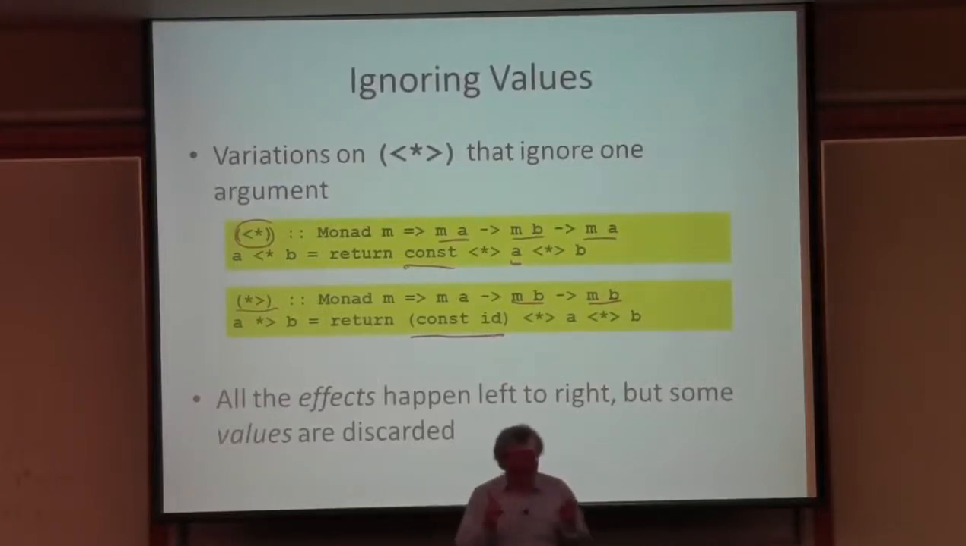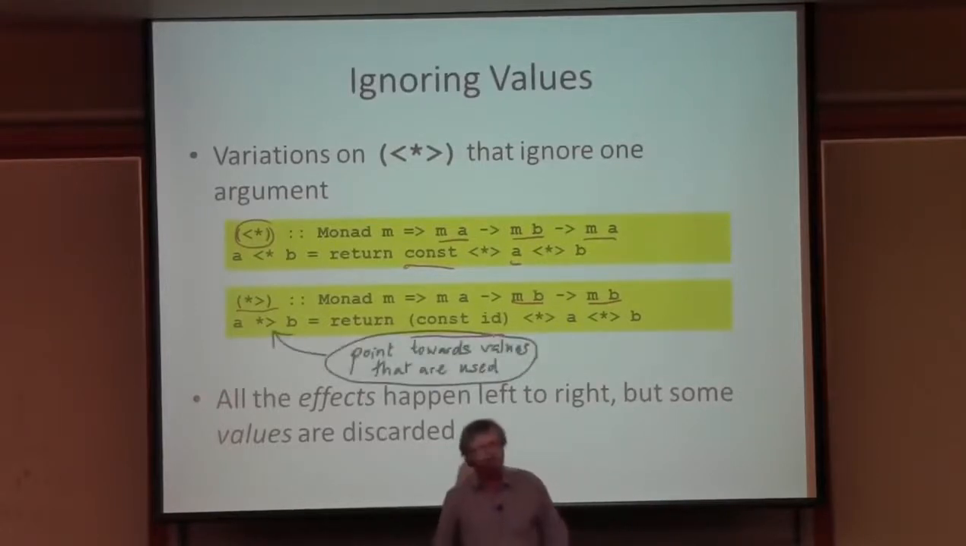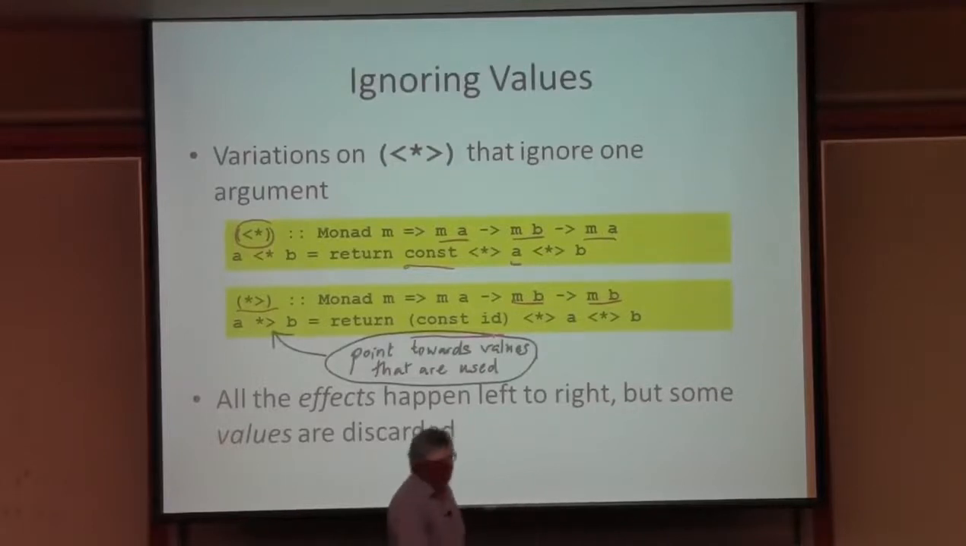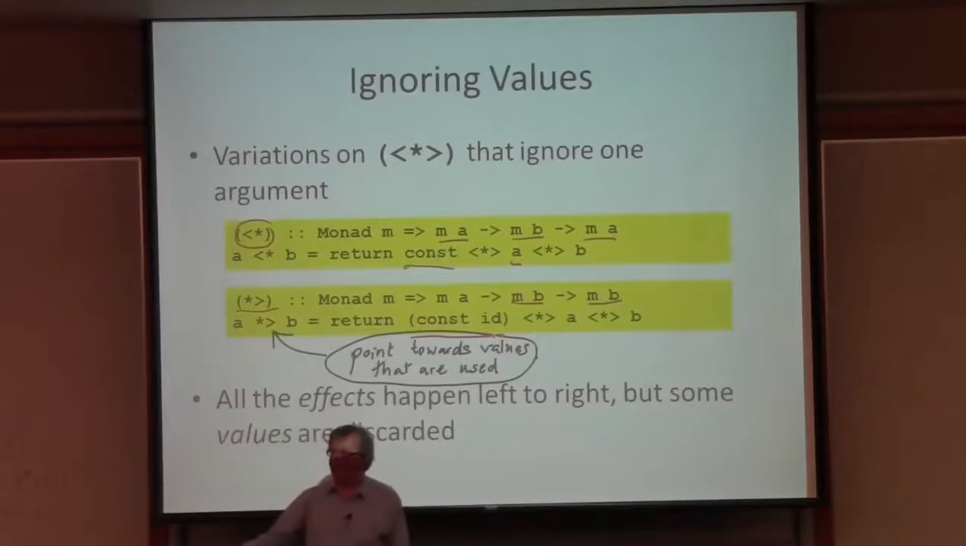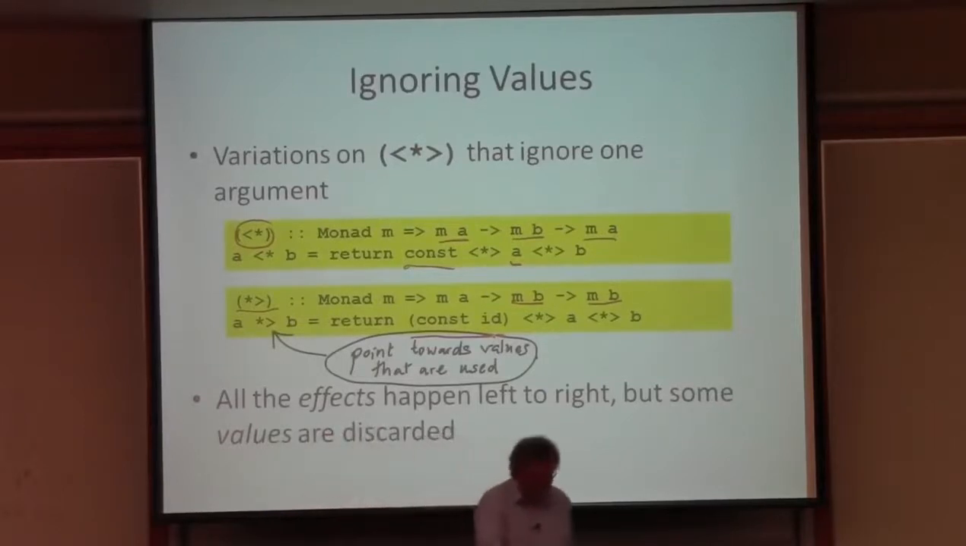So now if I use these operations to combine monadic computations, all of the effects will still happen left to right, but some of the values will be discarded. Now, there are going to be a lot of operator names to remember here, so I want to give you a mnemonic for remembering what they mean. You can think of the less than and greater than as pointing towards the operands. So these operator names are chosen so that the less than and greater than point towards the arguments that are used. So if there's no less than or greater than on one side, it means that argument is discarded.